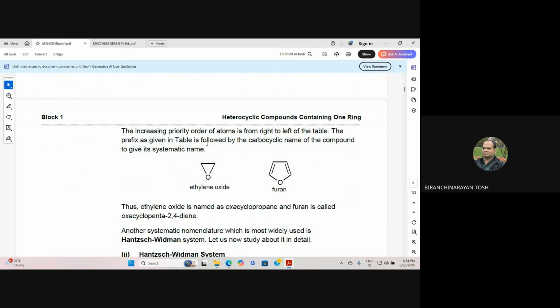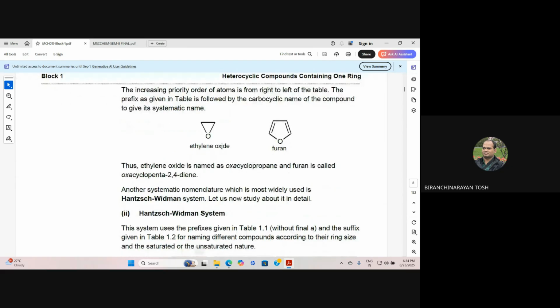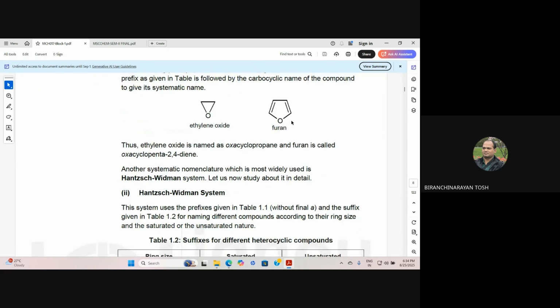Okay, so the trivial names, these we have already known, furan and ethylene oxide. Ethylene oxide will be oxacyclopropane. Furan will be oxacyclo, 1, 2, 3, 4, so 2,4 diene. Oxacyclopenta-2,4-diene. That is the IUPAC name, but the common or trivial name is recommended by IUPAC. So furan is the trivial name, but if you convert it to the IUPAC system, then it is oxacyclopenta-2,4-diene.